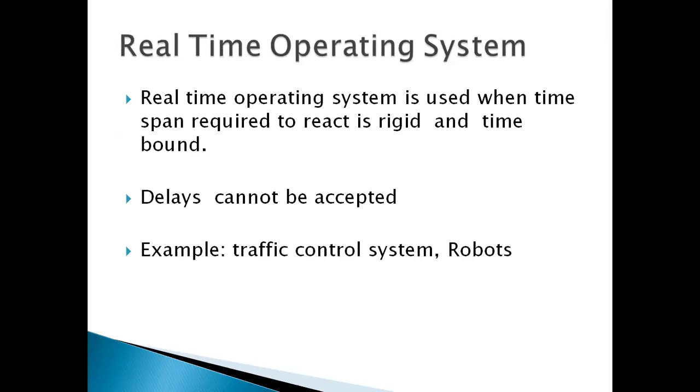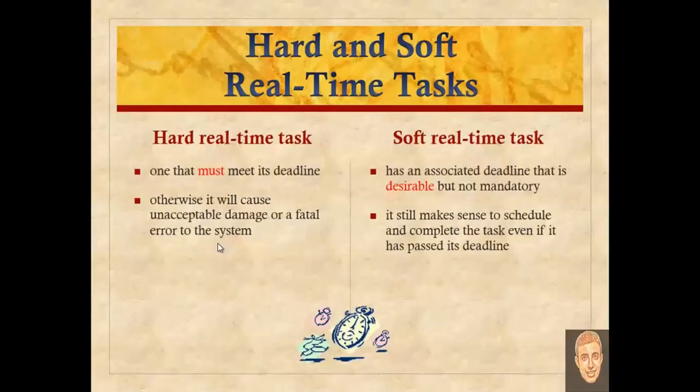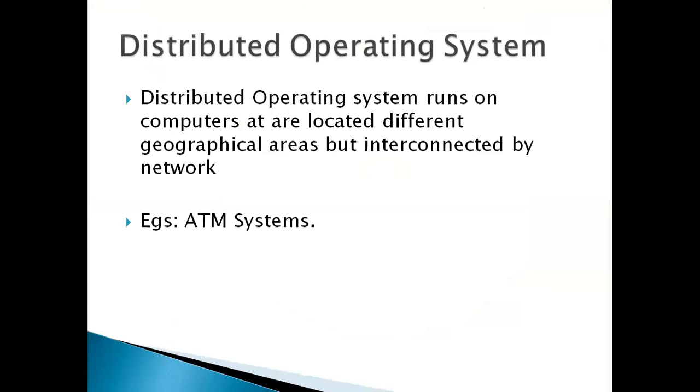Real-time operating system, when the time span required to react is very rigid and time bounded, where delays cannot be accepted. Traffic control systems and robots are the best examples. Real-time tasks are divided into two forms: hard time, which means the deadline should be followed or there would be a lot of damage. Soft time, where damage is not that much but still we have to follow the deadline. Distributed operating system, where systems are located at different geographical areas but are interconnected and processed. Okay, so all these were the types of operating systems we have.